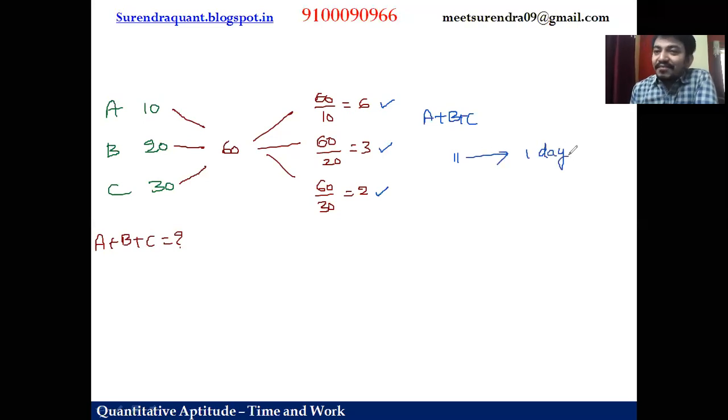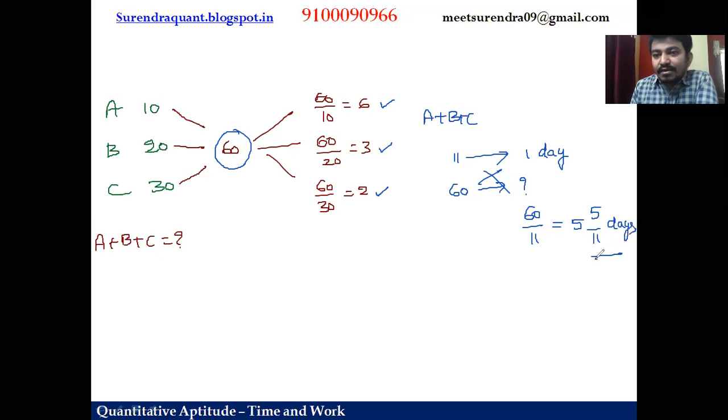Then what is the total work? Always the 60 will be the total work. Then 60 units of work they can do in how many days? Simple cross multiplication. 60 by 11. So 11 5s are 55, 5 remainder. It takes 5 by 11 days, that is 5 5/11 days, to finish the work if all 3 of them are working together.